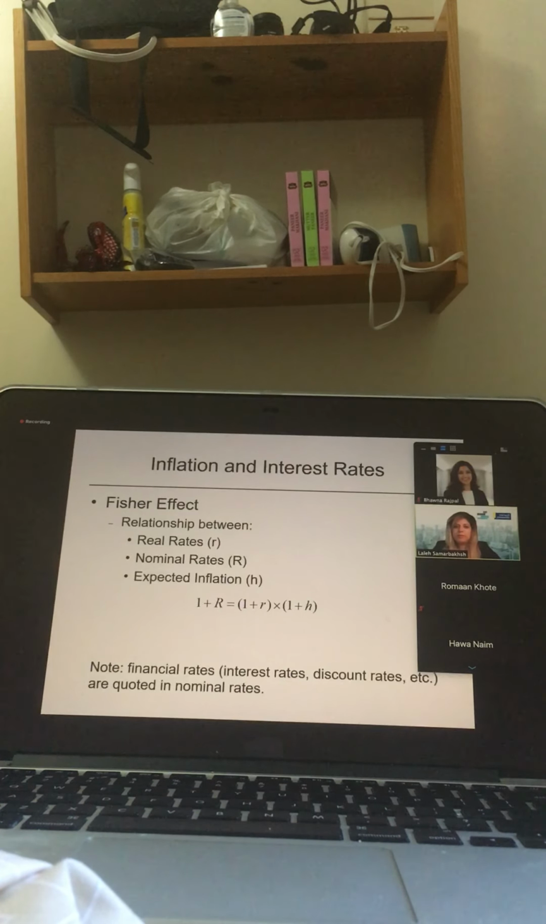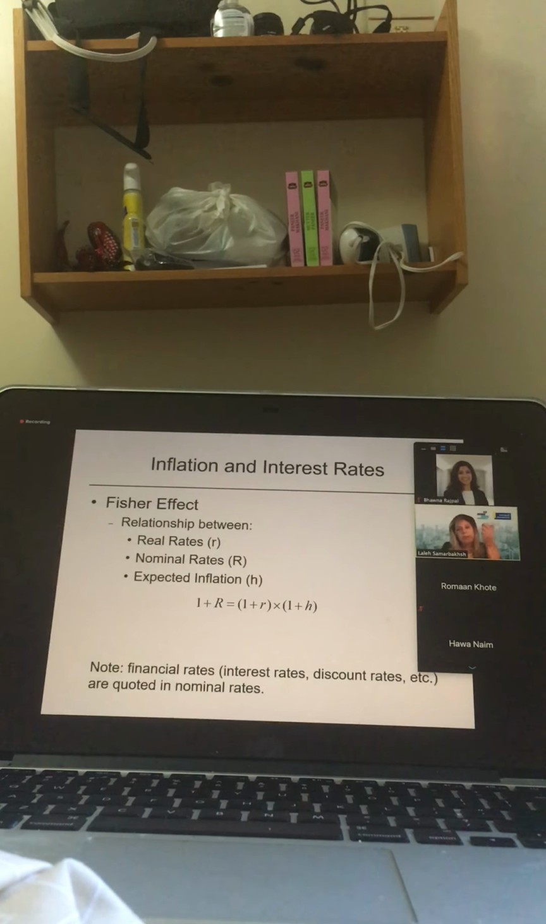The Fisher effect is the relationship between real rates, small r, nominal rates, capital R, and expected inflation, which we show by h, and that would be 1 plus capital R equals 1 plus small r times 1 plus h, which is the inflation rate. So as you can see in the formula, it's not really a simple summation. You cannot say nominal equals inflation plus real. It's a bit more than that.